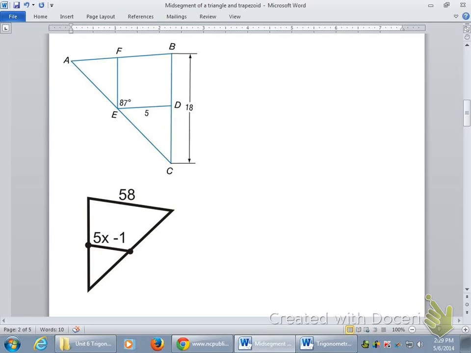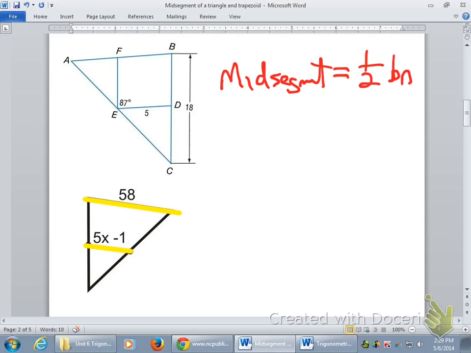Talk to me about, is this special compared to this? What's it called? It's called the midsegment. So I would write that down. Since I don't have A, B's, and C's on this one, I would write down that the midsegment is, so I use the word equals, half the base, right? There's my geometry. Now substitute. What is the midsegment? 5x minus 1 equals half of 58. And now it's just algebra, right?